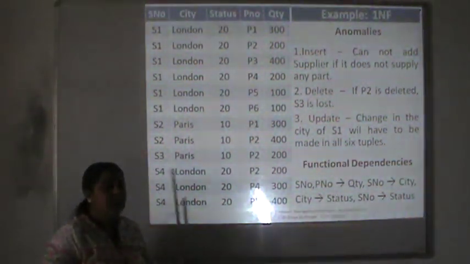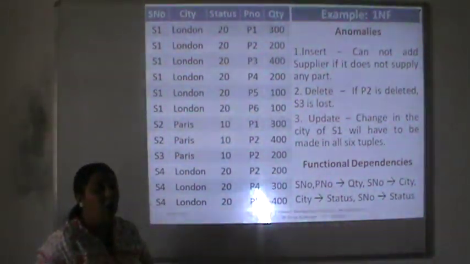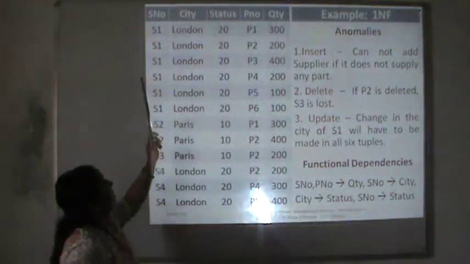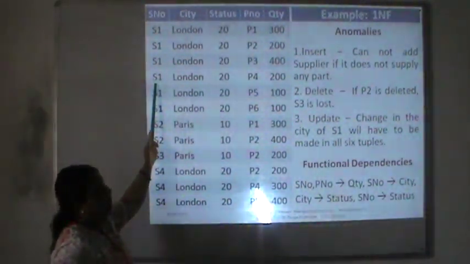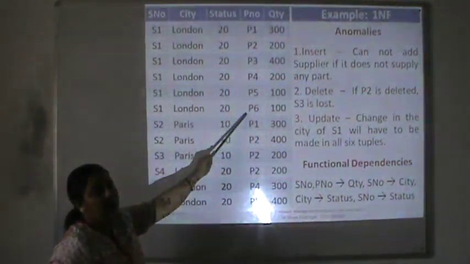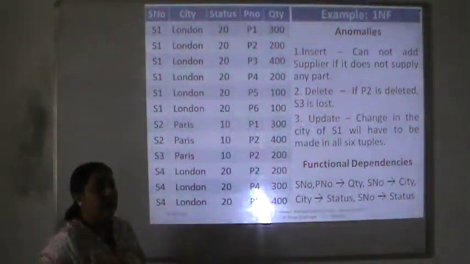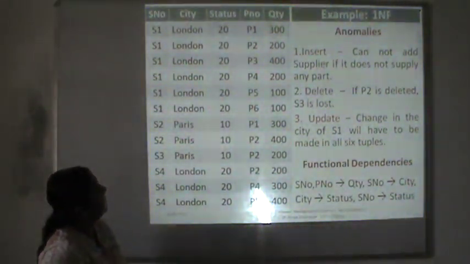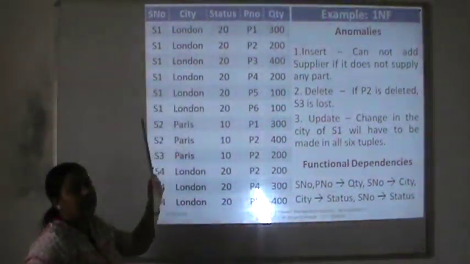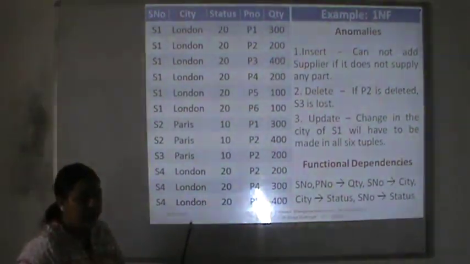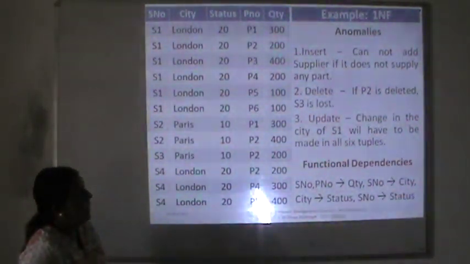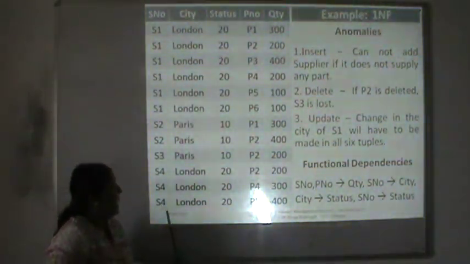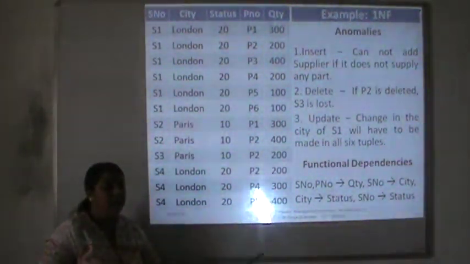When it is a key attribute, it cannot hold null values. So none of the attributes, supplier number and part number, can have null values. So let us note it first. Now, if this is the relational database design, can we add a supplier which has not supplied any part yet?